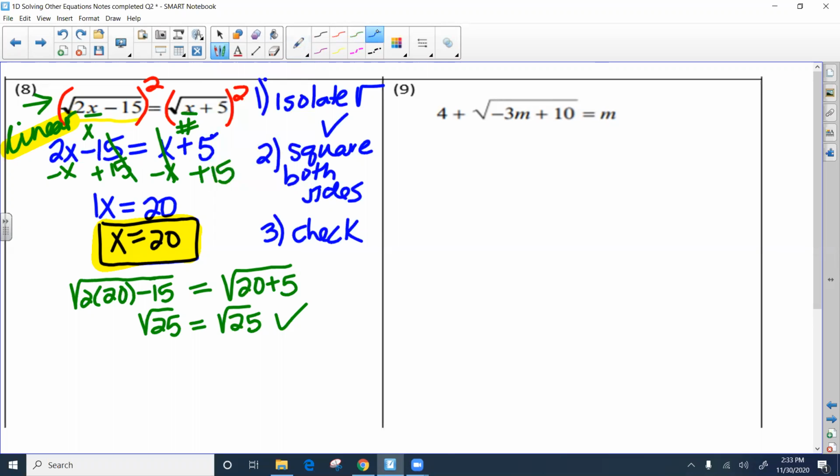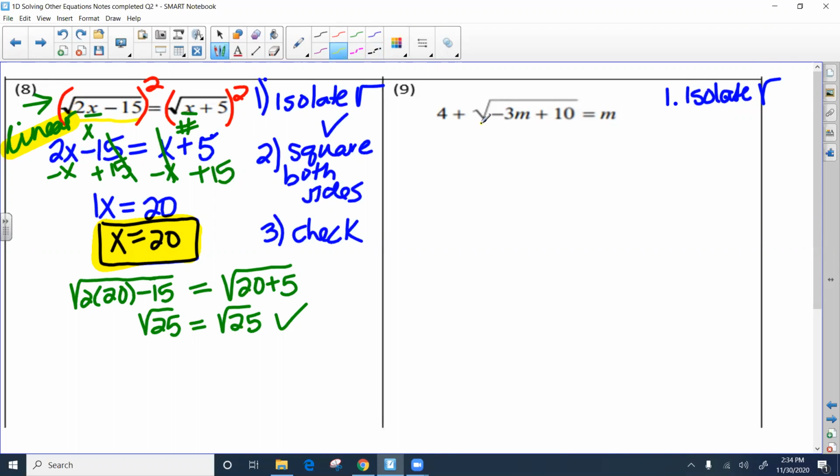So here's our equation. 4 plus square root of negative 3m plus 10 equals m. The thing that makes this a little different is there's an m, so we're trying to solve for m, but there's an m under the radical here, and there's an m outside the radical here. But we follow the same steps. All right, so step 1 is to isolate the radical.